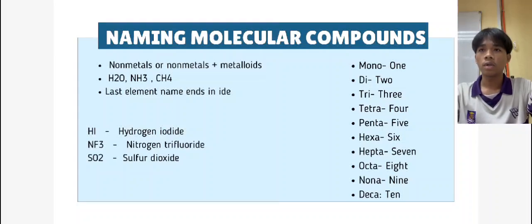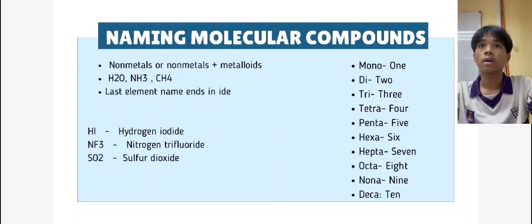For example, HI is hydrogen iodide. For another example, NF3 is nitrogen trifluoride. Another example is SO2, which is sulfur dioxide.